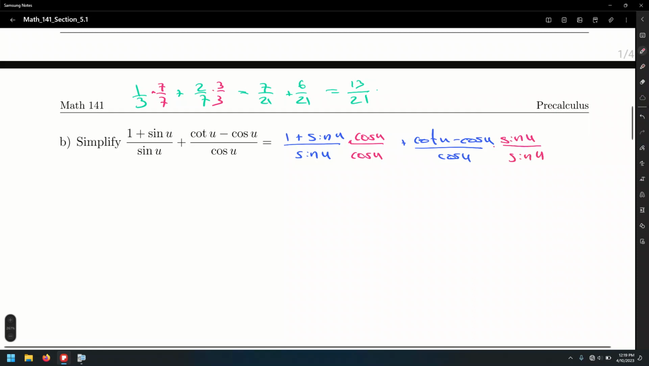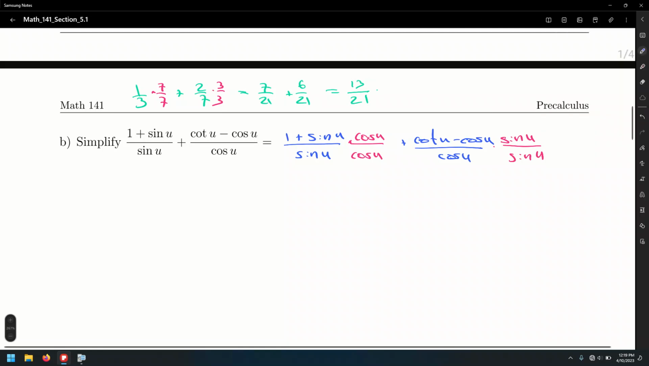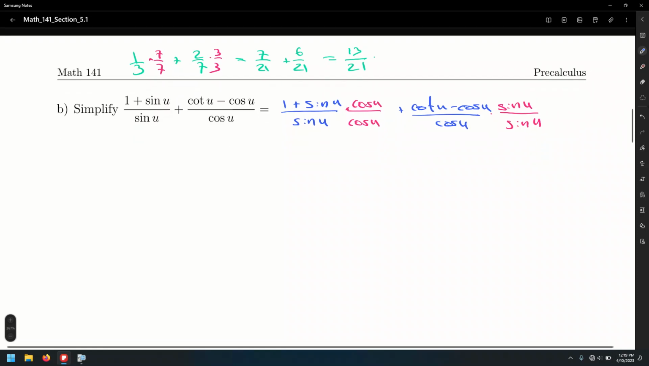All right. Now that we have the same denominator, check how we have in the denominators of both fractions the same quantity, sine u, cosine u, sine u, cosine u. I know in the reverse order for the second fraction, but it's the same thing. 3 times 4 is 4 times 3 ultimately, right?